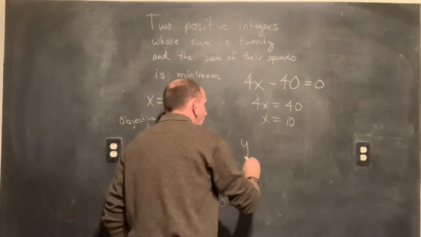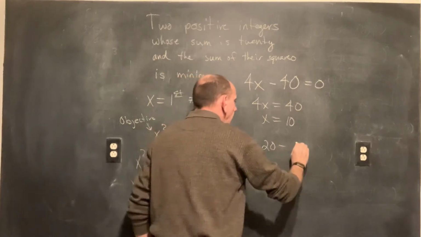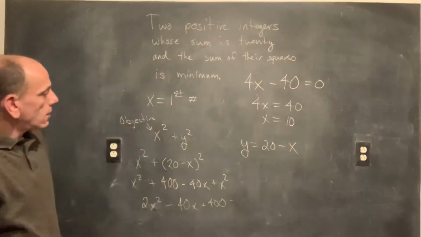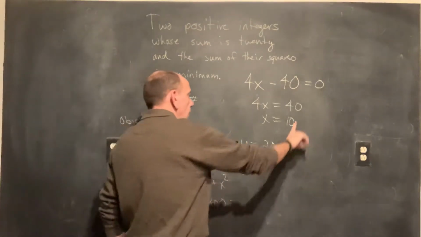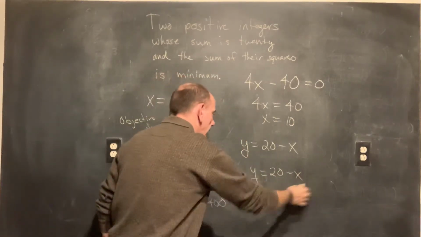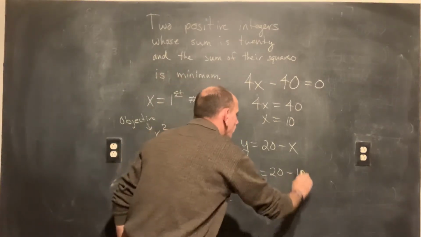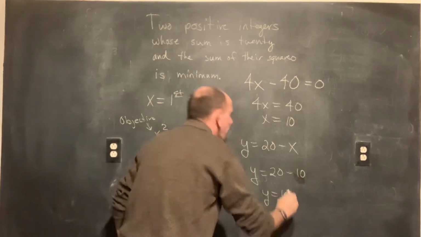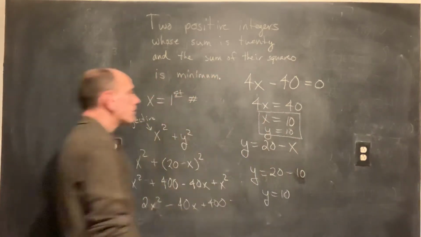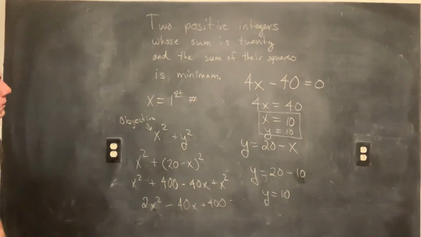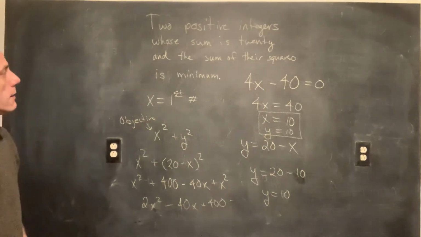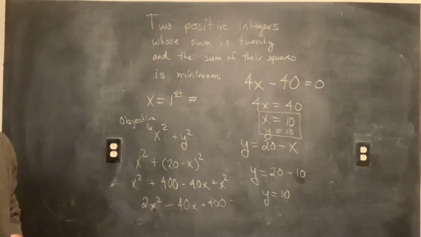It was y is equal to 20 minus x, because that came from the fact that their sum was 20. And so I just plugged in here, back plug, and I got 20 minus 10. So y is 10 as well. So there we found two positive integers whose sum is 20 and the sum of their squares is a minimum.